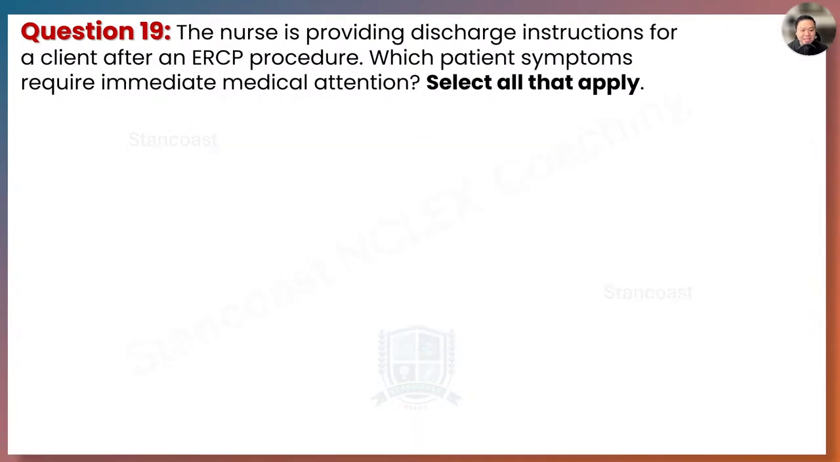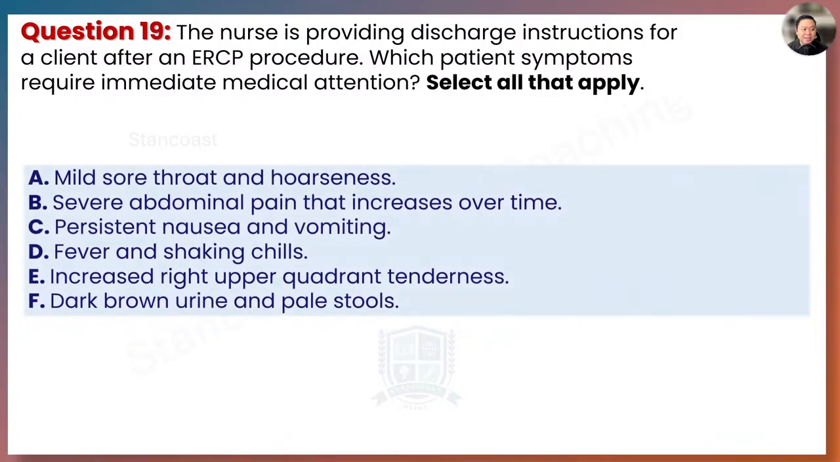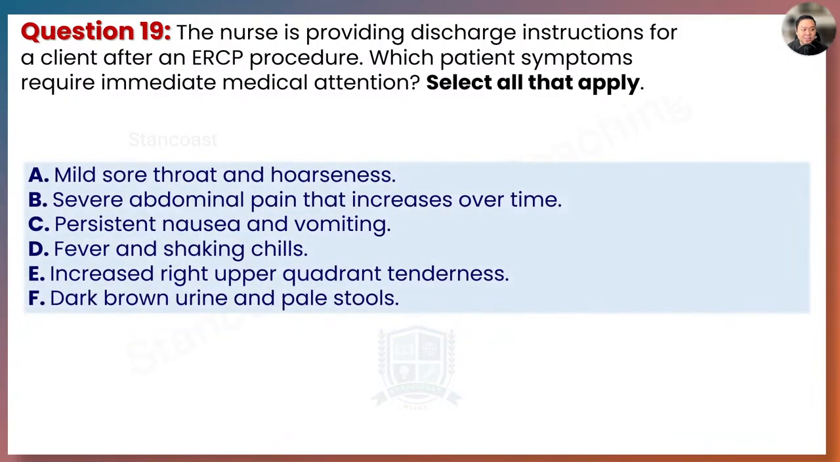Let's have number 19. The nurse is providing discharge instructions for a client after an ERCP procedure. Which patient symptoms require immediate medical attention? Select all that apply. Options: A, mild sore throat and hoarseness. B, severe abdominal pain that increases over time. C, persistent nausea and vomiting.